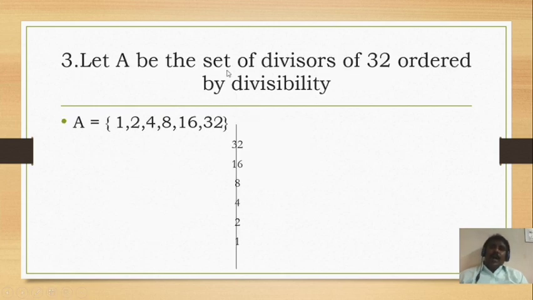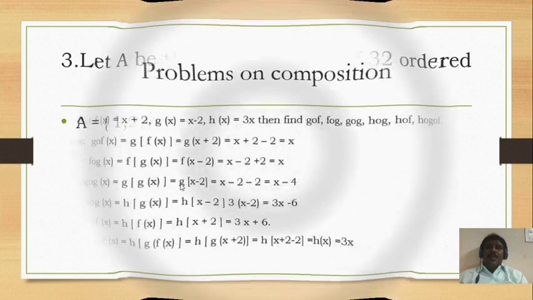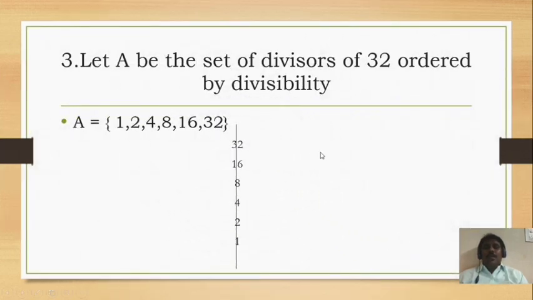I am taking a simple diagram. Let A be the set of divisors of 32 ordered by divisibility. That means A equal to 1, 2, 4, 8, 16, 32. Now by following the rules of a Hasse diagram, I have a Hasse diagram as 1, 2, 4, 8, 16, 32. By removing all the reflexivity, by removing all the self loops, by removing the transitivity, and by removing the arrows, I get a Hasse diagram like this. So this is about the Hasse diagram.